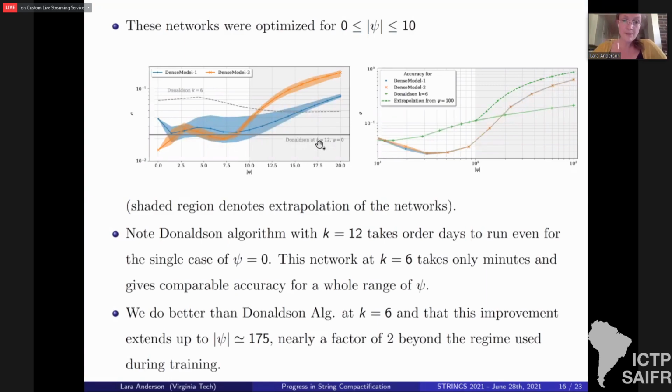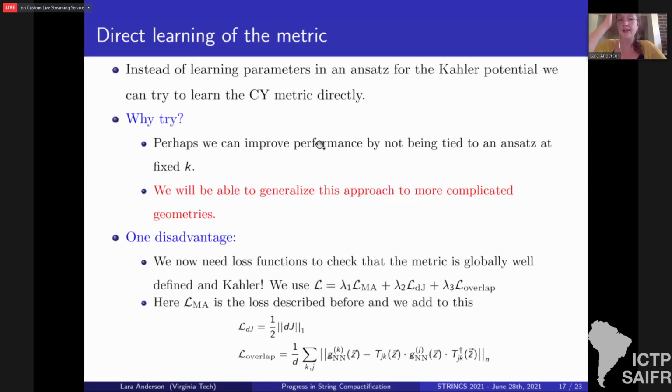Since I'm almost out of time, let me jump slightly ahead, which is to say that we attempted to directly learn the metric as well. So not using the Donaldson ansatz for the Kähler potential, but just directly learning the metric. The reason that this was useful is that it can be immediately generalized to non-Calabi-Yau cases. And again, this is the first time in the literature that we've been able to sort of distance ourselves numerically from the Kähler framework. The disadvantage of this is that you have to put in by hand, if you're learning the Calabi-Yau metric, that the thing is Kähler and that it's globally consistent.